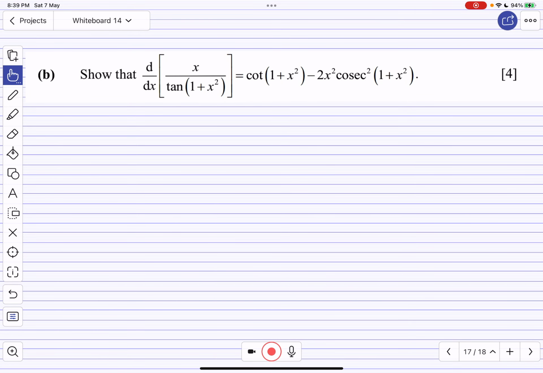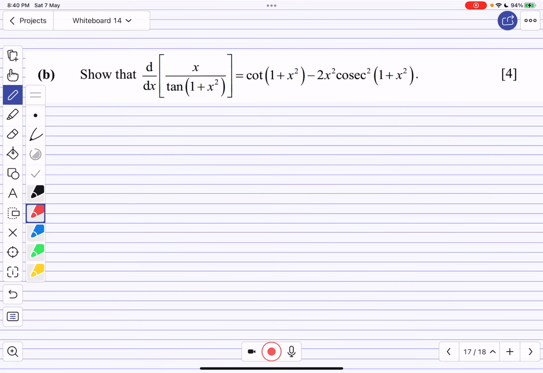So for this question, I want to show that the derivative of x over tan(1 + x²) is equal to cot(1 + x²) minus 2x² csc²(1 + x²). If I'm looking at this function here, I see there's a quotient, so I'm thinking of using the quotient rule.